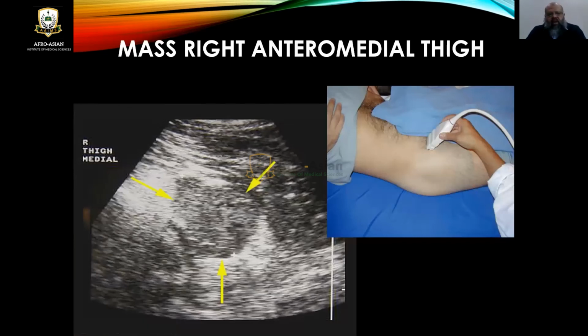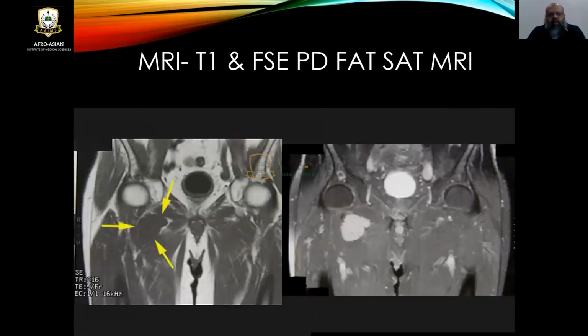For a mass in the right anteromedial, this is the anteromedial aspect. We will be moving the transducer a bit medially, and here is the well circumscribed mass, which was just below the hip joint at the anteromedial side of the thigh. We can correlate it.